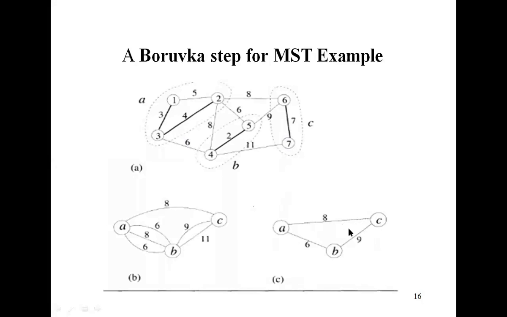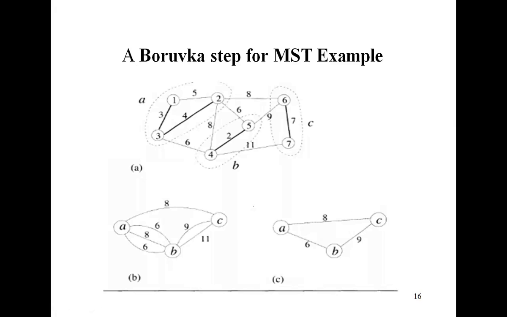So a minimum cost spanning tree for the reduced graph can be extended easily to get a minimum cost spanning tree for the original graph. If E dash is the set of edges in the minimum cost spanning tree of the reduced graph, that is our reduced graph, figure C, E dash is the set of edges. We simply include into E dash the edges chosen in the Boruvka step to obtain the minimum cost spanning tree edges for the original graph.